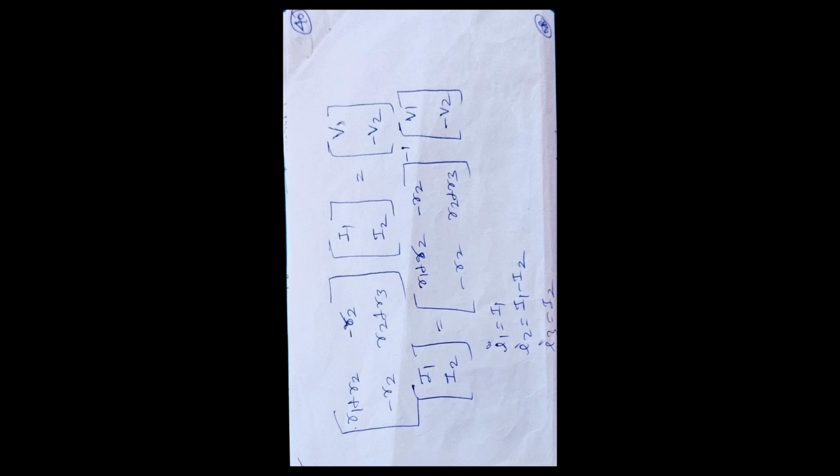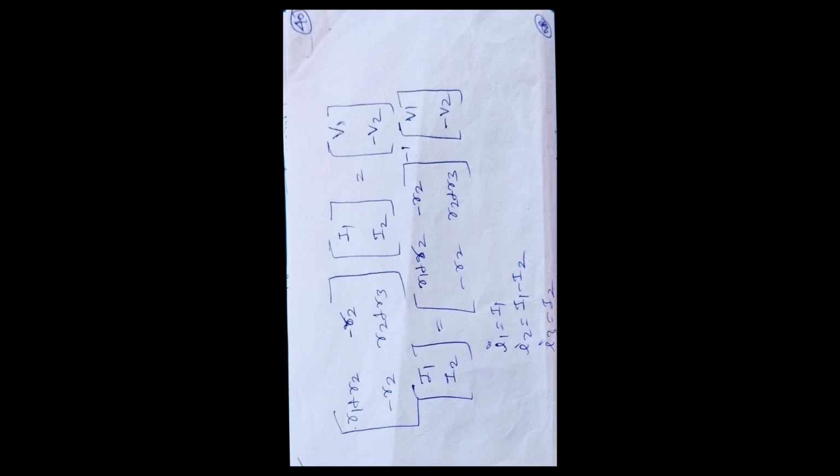That is the explanation of the matrix format, obtained from the above equations. [I1, I2] matrix is equal to the inverse matrix of [R1 plus R2, minus R2; minus R2, R2 plus R3] into the [V1 minus V2] matrix. Small i1 branch current is equal to capital I1. Small i2 branch current is equal to capital I1 minus capital I2. Small i3 branch current is equal to capital I2.